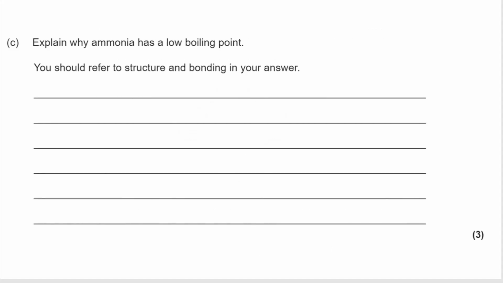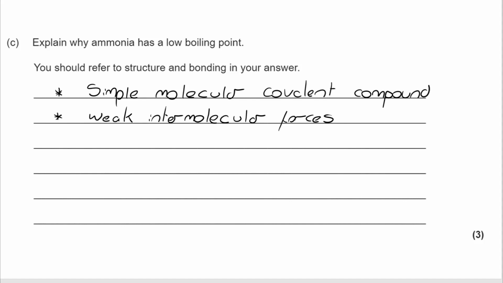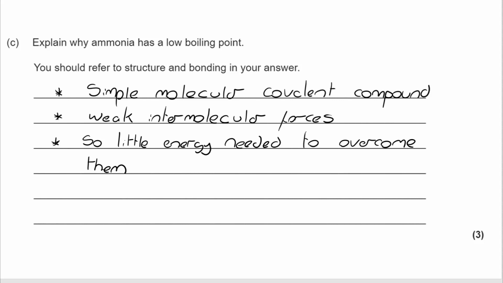Moving on to Part C, and we're asked why ammonia has a low boiling point. With any question on melting and boiling of different types of structures, and we might be talking about molecular covalent, giant covalent, ionic, metallic, we have got to use the right terminology. So first of all, we're deciding the bonding type, and it's a simple covalent or molecular covalent compound. That means that when we boil it, we're overcoming intermolecular forces, and we have to recognise that they are always weak. Because they have weak intermolecular forces, not much energy is needed to overcome them.